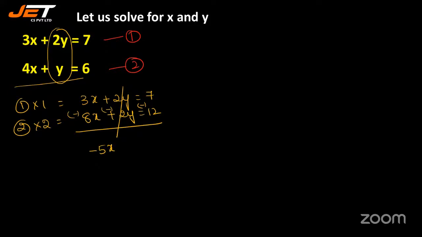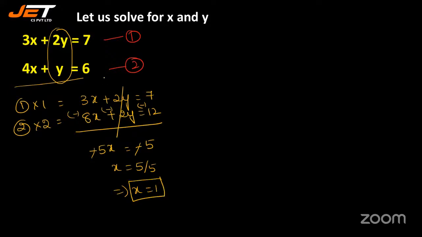Minus 8x becomes minus 5x is equal to minus 5. So minus minus gets cancelled. So x is equal to 5 by 5, which implies x is equal to 1.